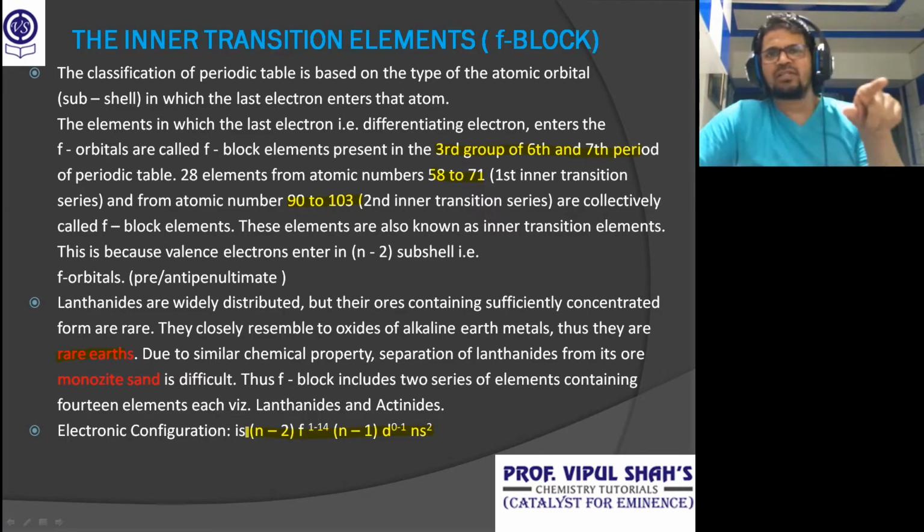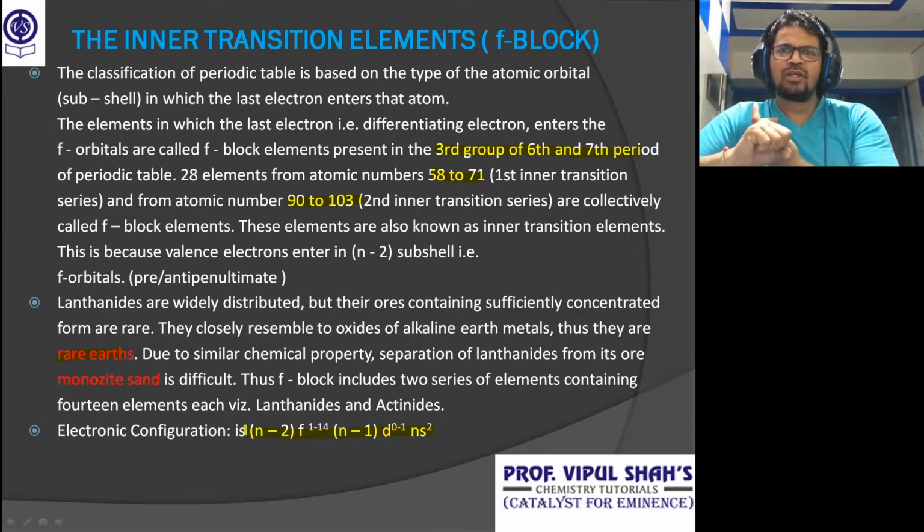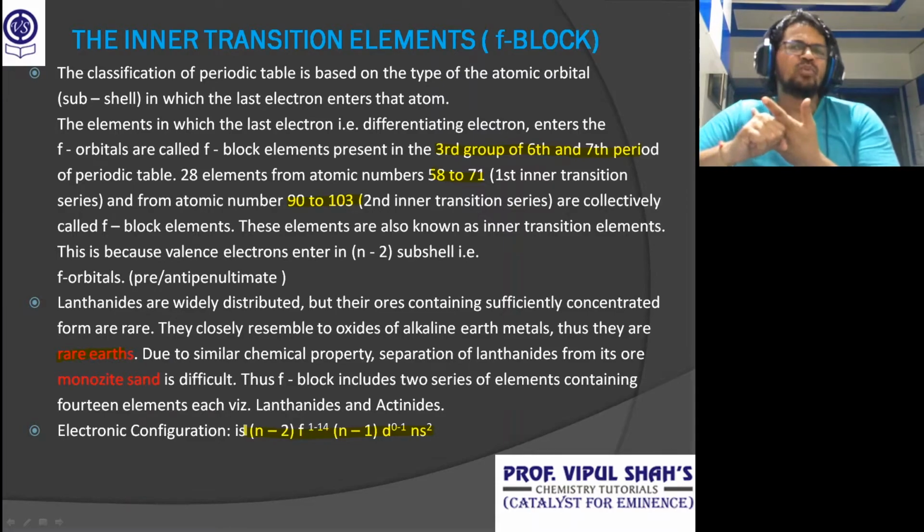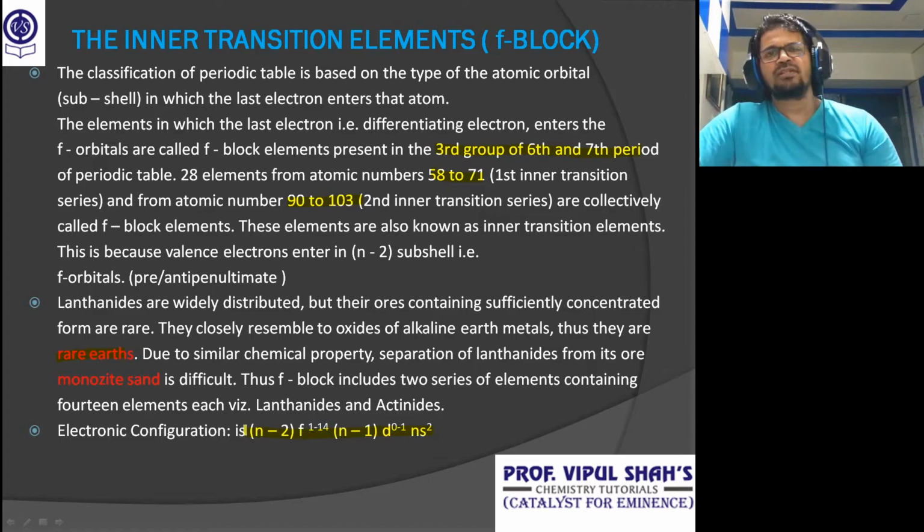So 3 shells incompletely filled: n, n-1, n-2. n is the valence shell or the outermost shell, n-1 last but 1 or penultimate shell, n-2 last but 2 or pre-penultimate shell. So last 3 shells incompletely filled.